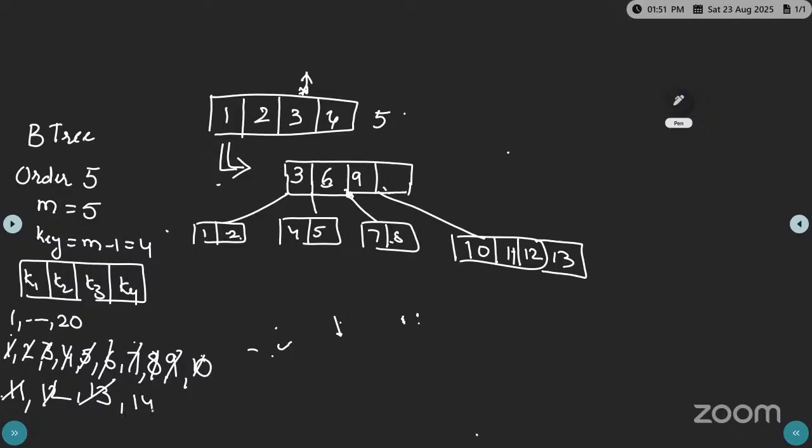And next, which element do we need to insert in the next level? 14. Always go to the right and insert like this. But is space available for 14 in this node? No space is available for 14 in this node. Why? Because 4 elements, 4 key values, are already inserted. No space for 14. Now tell me. So identify the middle element. 12 goes up. Left side for 12, right side for 12. Tell me the left side for 12. 10, 11. 12 here.